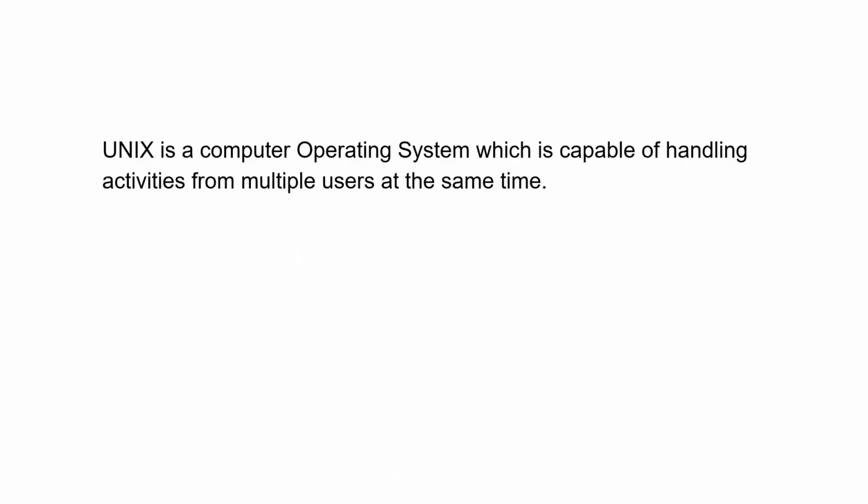Whenever I'm talking about Unix, Unix is a computer operating system which is capable of handling activities for multiple users at the same time. What is meant by multi-user? Many people connecting to a machine or operating system is called multi-user. Getting it? This is exactly what multi-user means.